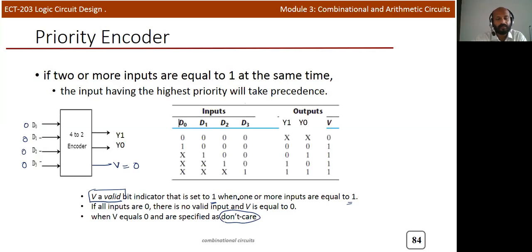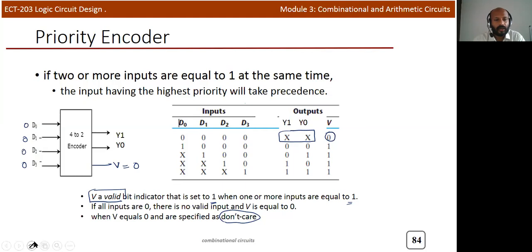Now we will see the truth table here. In the first case, we will consider D0, D1, D2, D3, all values are 0. If all values are 0, we know that V is equal to 0 and the output will be considered as a don't care condition. So we don't require such output. It can be any output, but we are not considering that kind of output. When V is equal to 0, we are not considering it, so that's why it's known as a don't care condition.